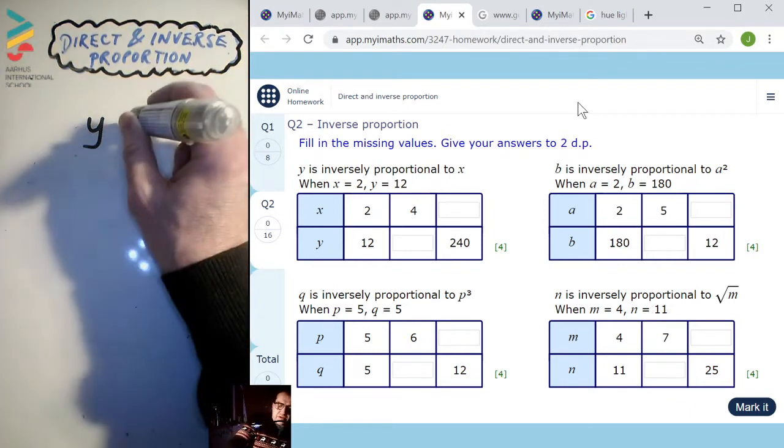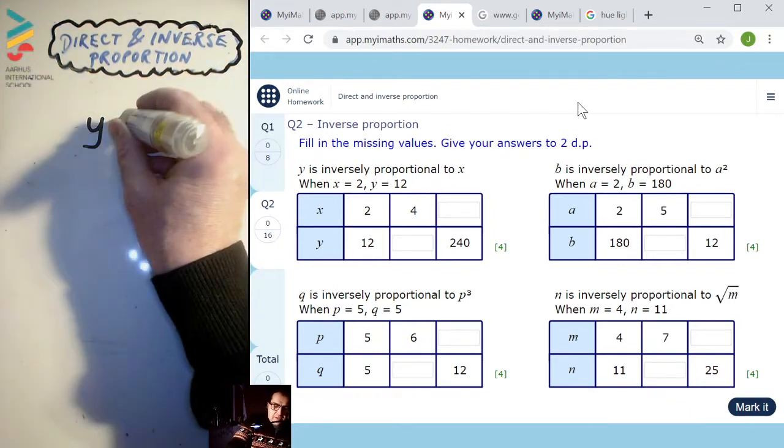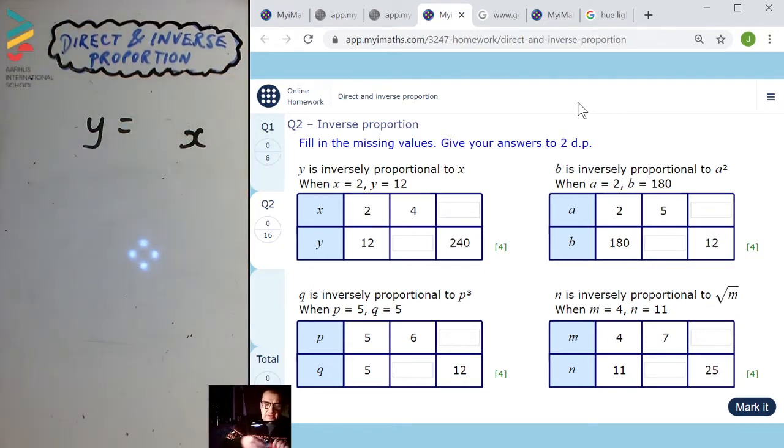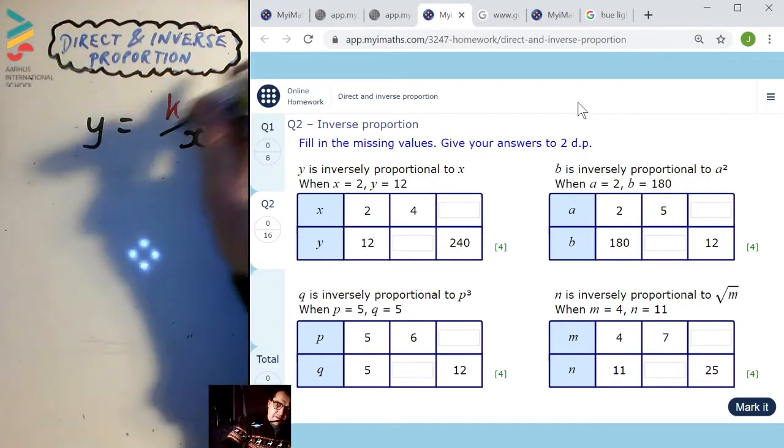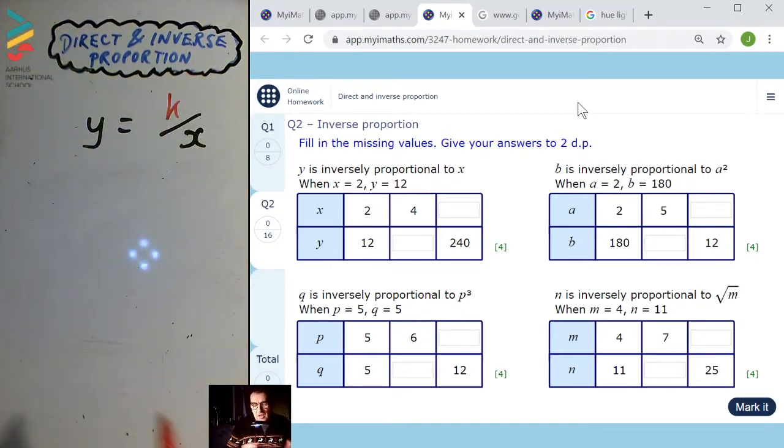And when 2 things are inversely proportional, it means that the one thing equals some number divided by the other thing. So y equals k divided by x. We're going to call that missing number k. Y is some number k divided by x, and we need to figure out what that k is.